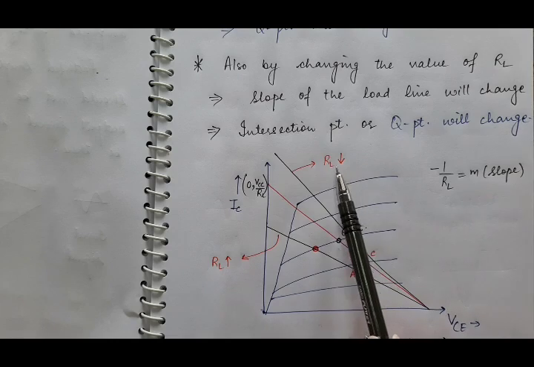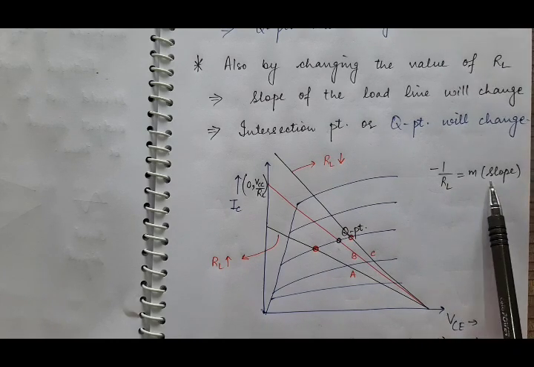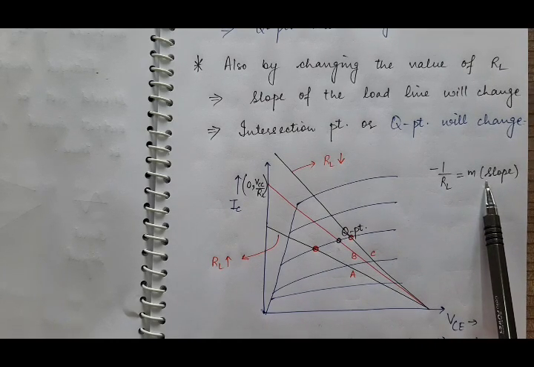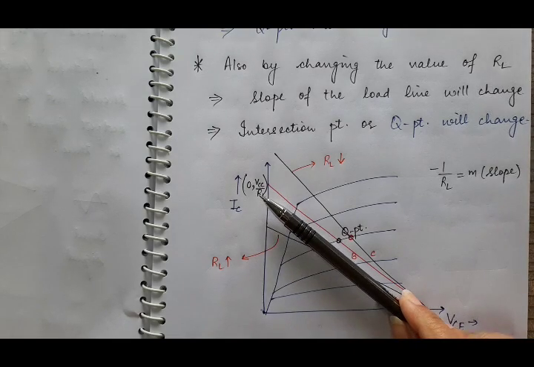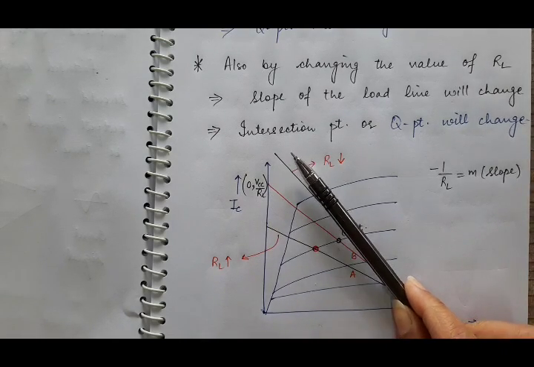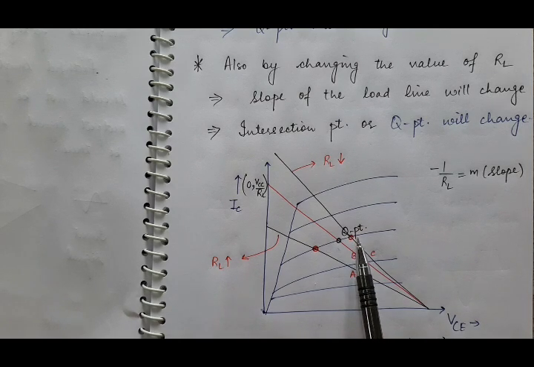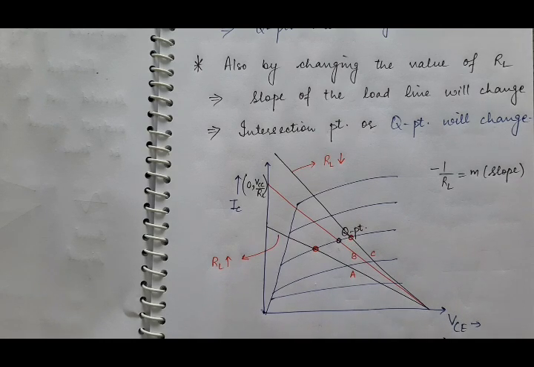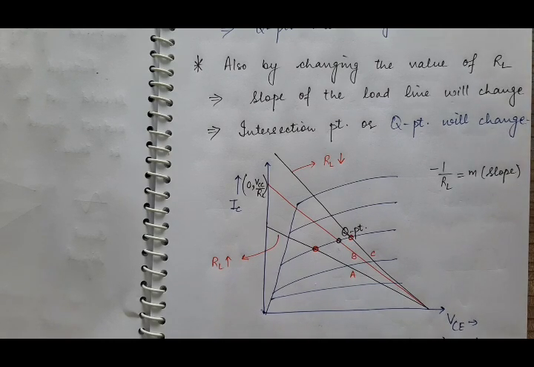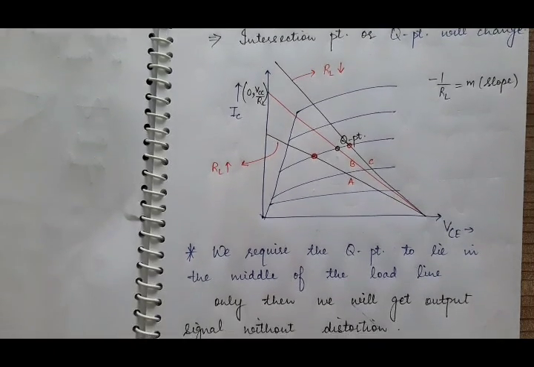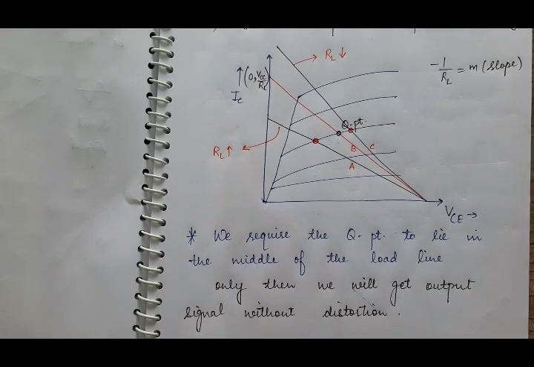Similarly, when you will decrease this RL, then slope of the DC load line, it will increase. It means now this DC load line B, it will shift to new DC load line C. And point of intersection, it also shifts, thereby shifting the Q point from this point to this point. But we require the Q point to lie in the middle of the load line, because only then we will get our output signal without distortion.